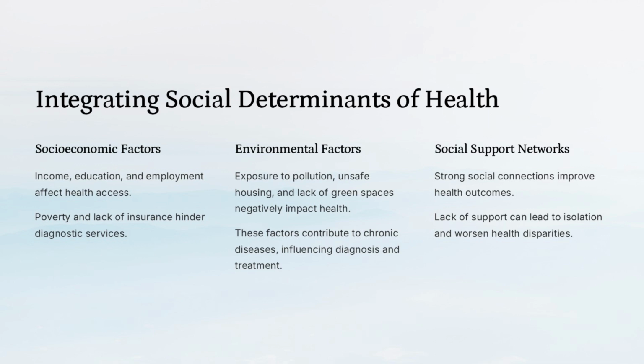Environmental factors like exposure to pollution, unsafe housing, and lack of green spaces can negatively impact health and contribute to chronic diseases that influence diagnosis and treatment. Strong social support networks improve health outcomes, while lack of support can lead to isolation and worsen health disparities. Understanding and addressing these social determinants is crucial for improving population health and reducing inequities.